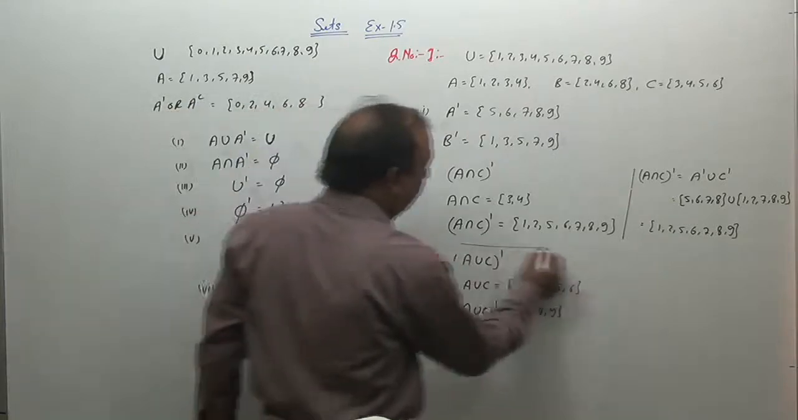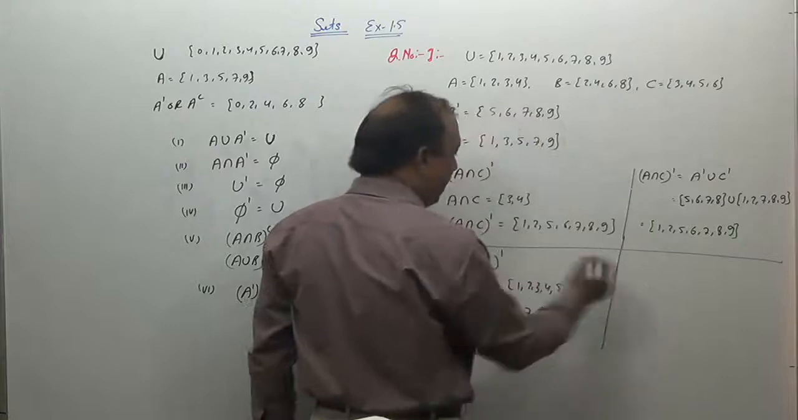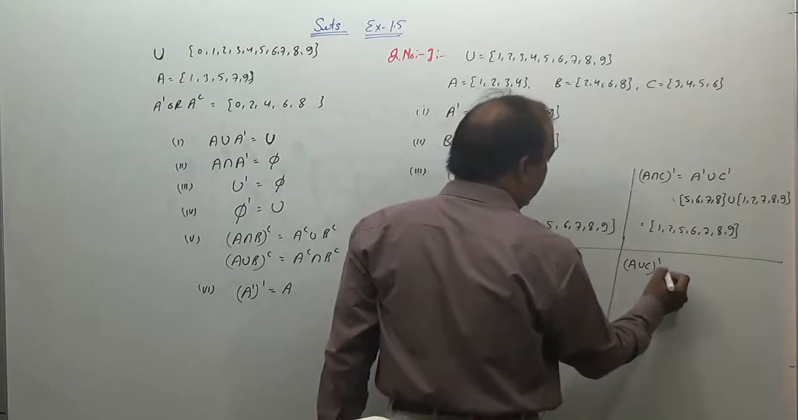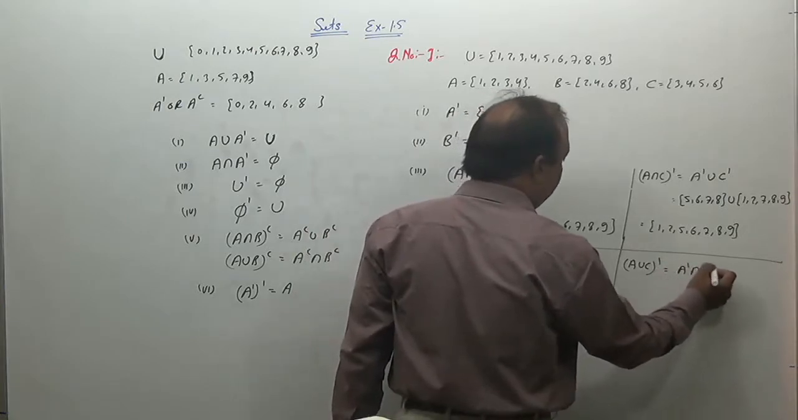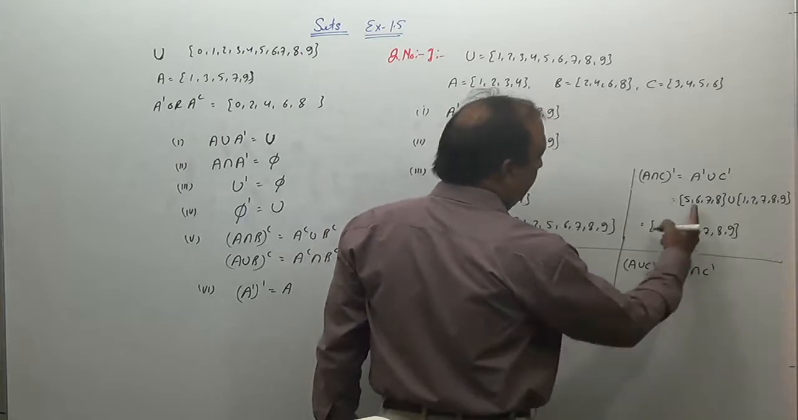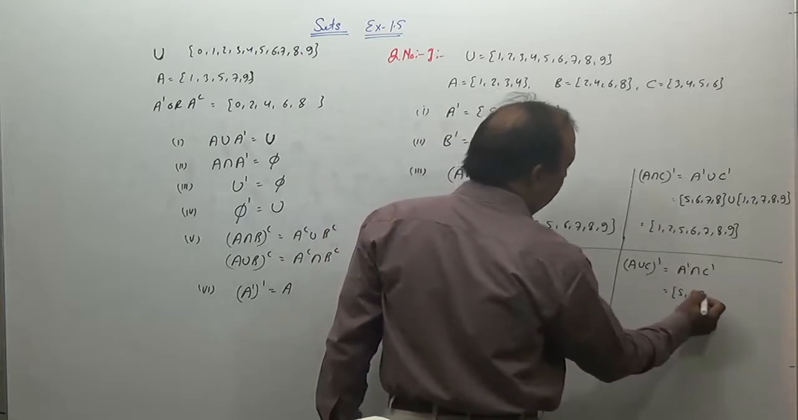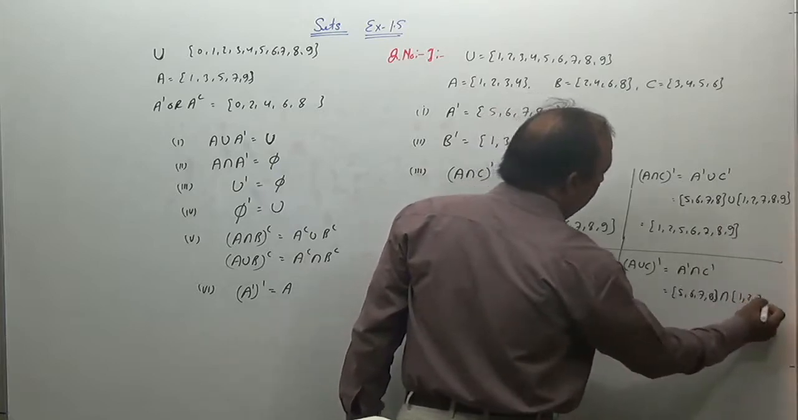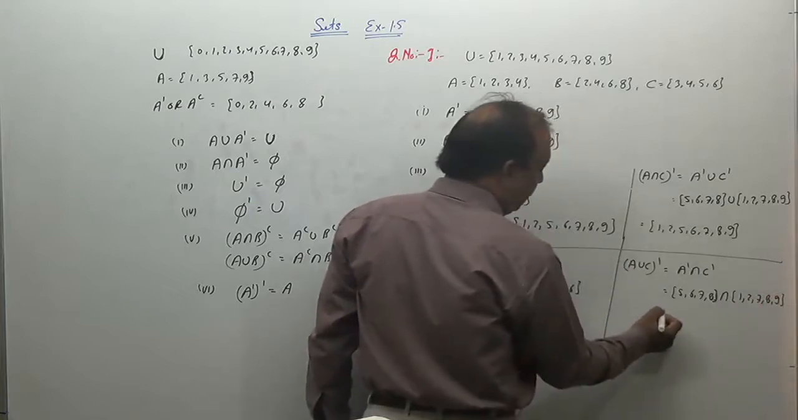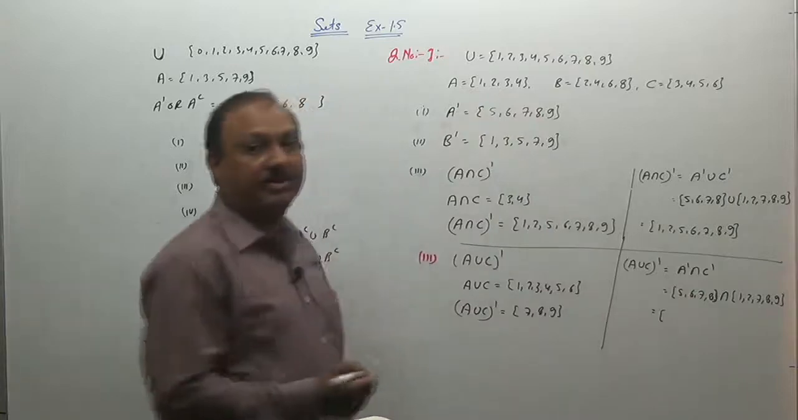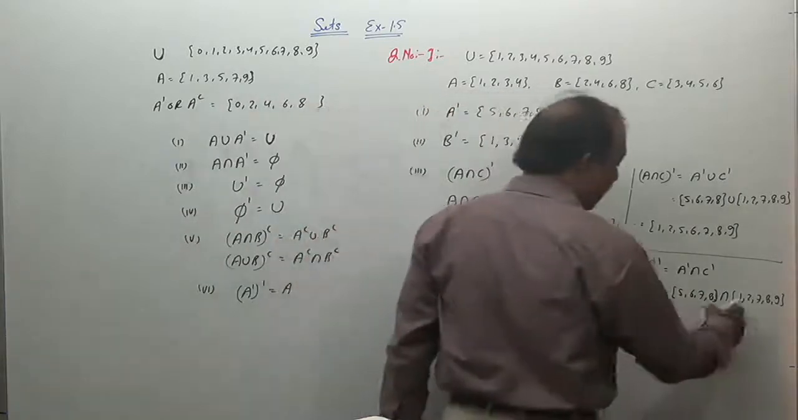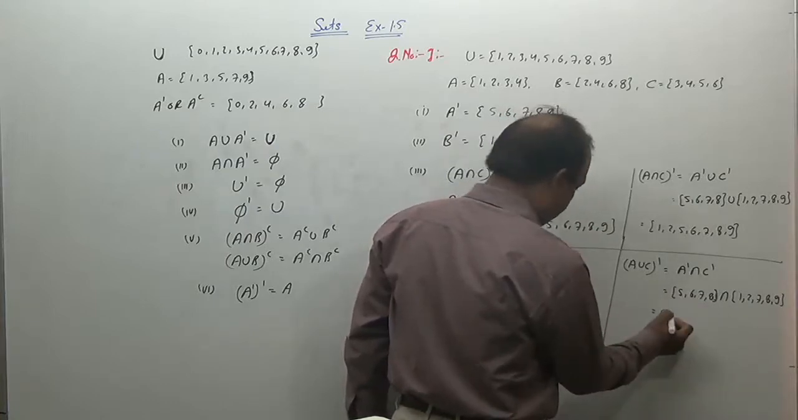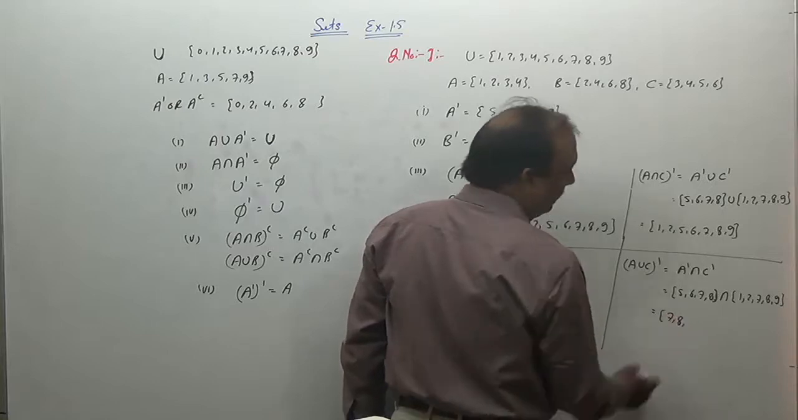There is another way. We can solve this again by applying De Morgan's law. By De Morgan's law, A union C complement is A complement intersection C complement. So A complement is 5, 6, 7, 8 and C complement is 1, 2, 7, 8 and 9. Their intersection is a set which contains the common elements of A complement as well as C complement. The common elements are 7 and 8.